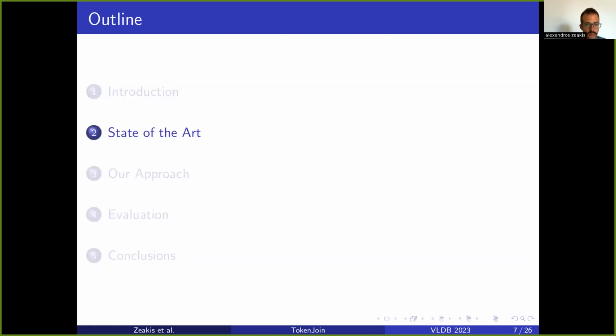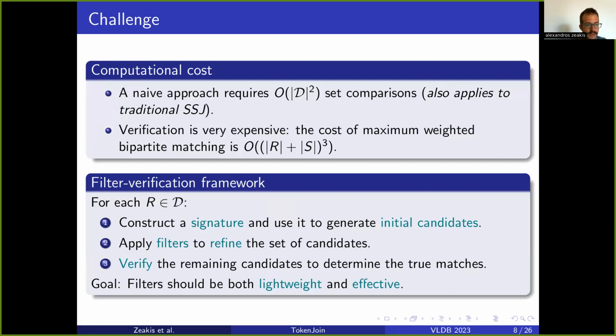Now let's move on to the state of the art. The challenge in this problem is the high computational cost. As in the traditional set similarity join, a naive approach would examine all possible pairs of sets. This has quadratic complexity and therefore it does not scale to large collections. Even worse, in our case, the verification cost is also very high due to the complexity of computing the maximum weighted bipartite matching.